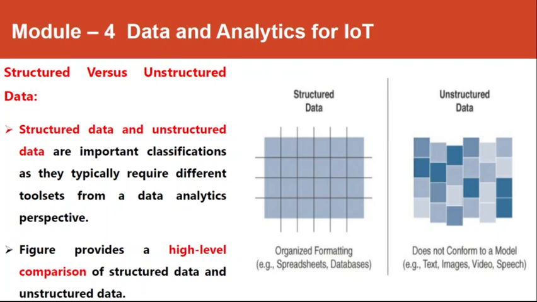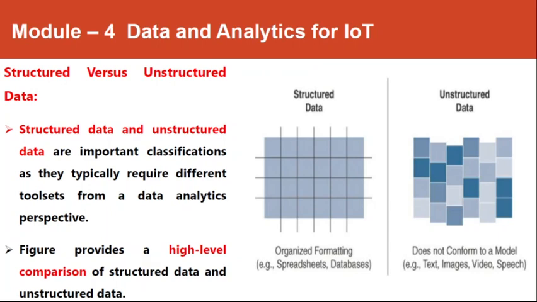The main thing you have to consider is to categorize the data generated by IoT devices into structured data and unstructured data, or whether the data is in motion or at rest. These are the two important things to be considered while choosing the tools and processing methods of data analytics. Structured data and unstructured data are an important classification as they typically require different tool sets from the data analytics perspective.